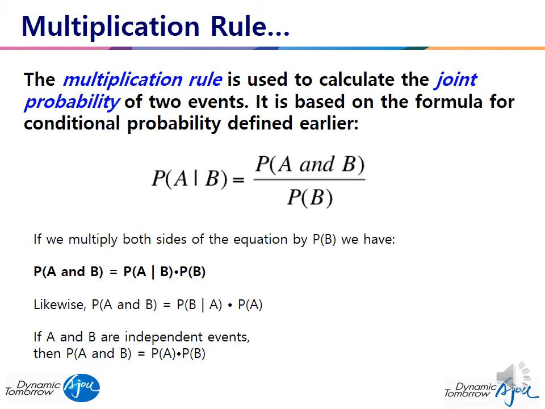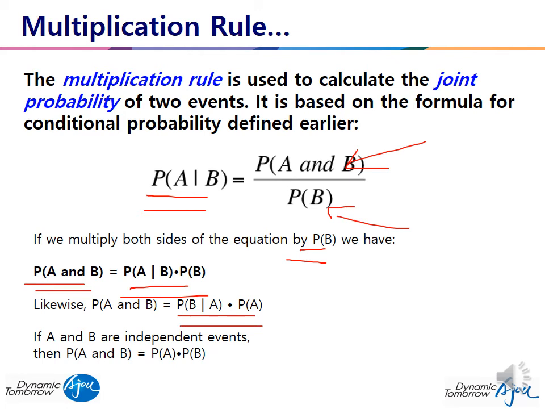Now, multiplication rule. The multiplication rule is used to calculate joint probability of two events. It is based on the formula for conditional probability, which we defined earlier. Probability A given B is equal to probability A intersection B divided by probability B. If we multiply both sides of the equation by probability B, then probability A intersection B is equal to probability A given B times probability B. Likewise, probability A intersection B is equal to probability B given A times probability A. If A and B are independent events, then probability A intersection B is equal to probability A times probability B.